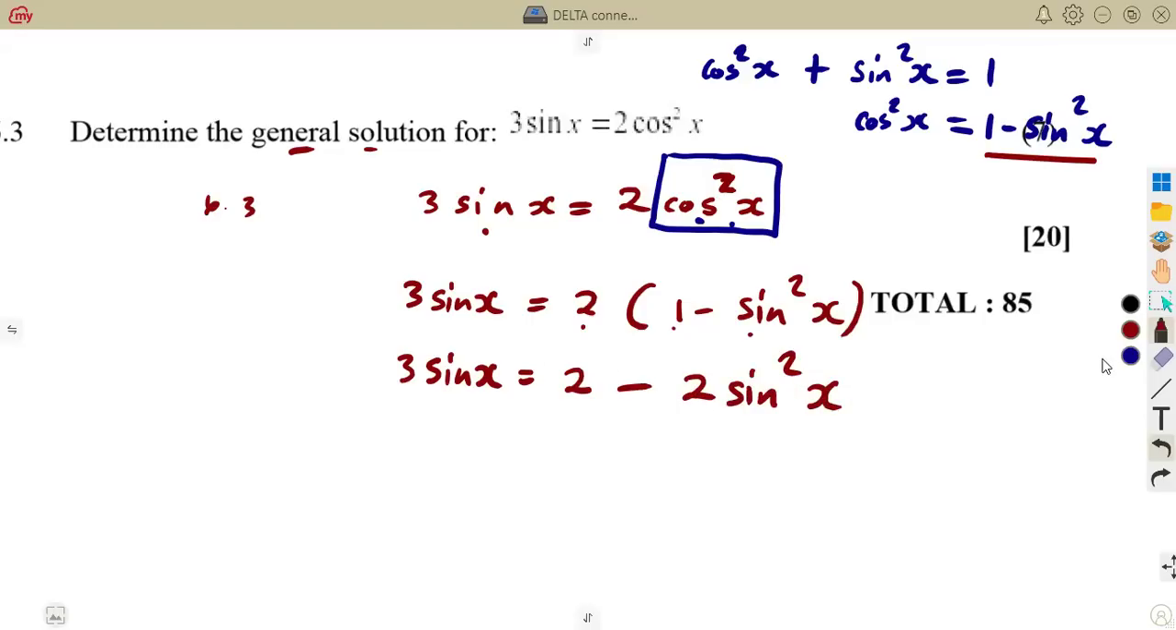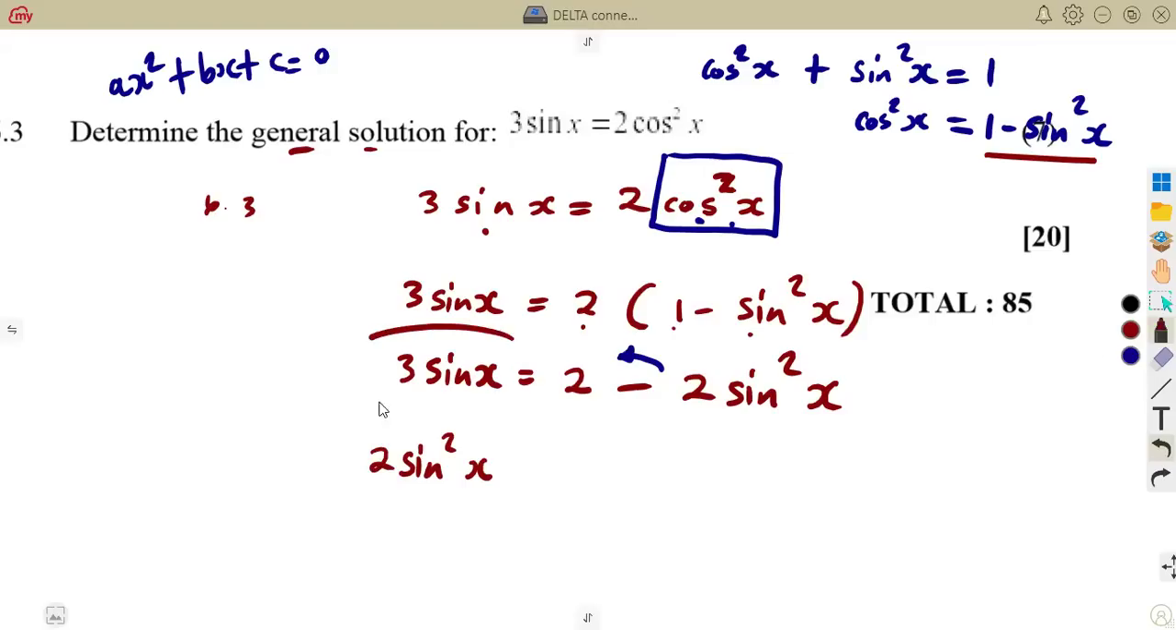Just like our normal quadratic equation, the highest exponent is 2. Just like a normal quadratic equation, ax squared plus bx plus c is equal to 0, one side must be equal to 0. So we take this to the other side. It becomes positive 2 sine squared x. Transpose this to the other side. Already there was a 3 sine x there. Then the 2 to the other side becomes a negative, and that is equal to 0. A normal quadratic equation that you are used to.